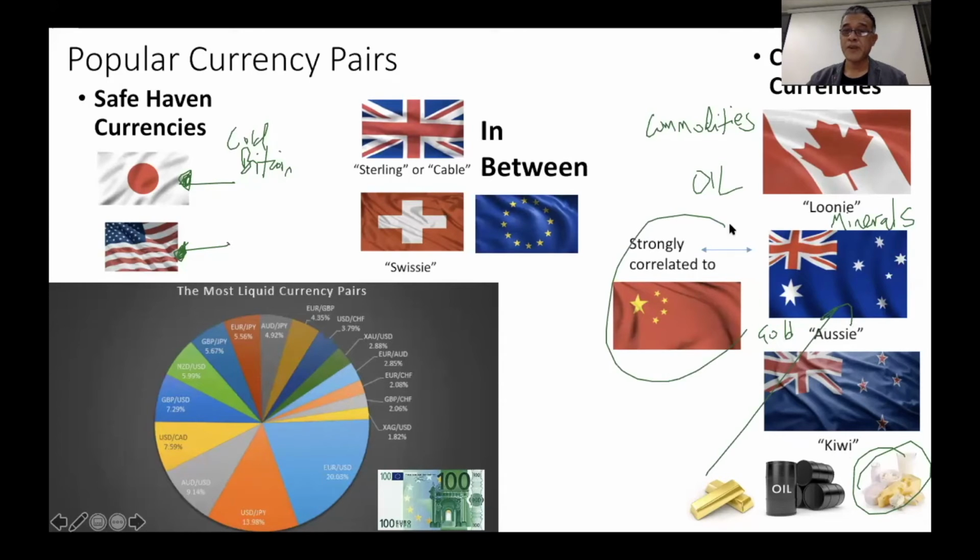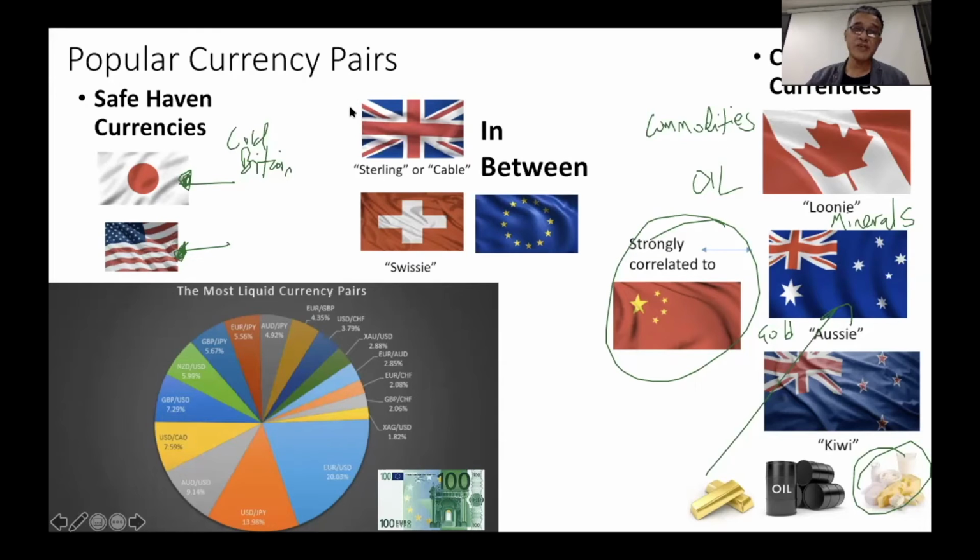And whenever there's something wrong with China, like now in November 2019, there's a trade war between US and China, you can see the currencies of Australia, New Zealand, and Canada basically go down against the US dollar because of the trade war with China.